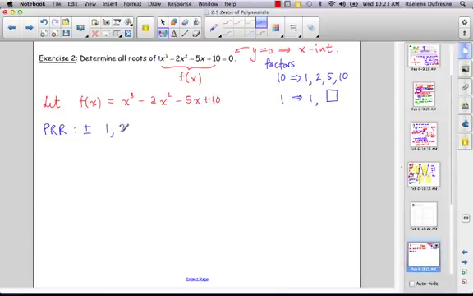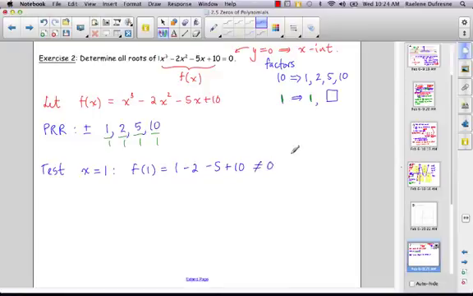So we get 1, 2, 5, 10. I'm going to put this one here and this one in green because I don't use green so much. And then I'm going to put over 1 over 1 over 1 over 1. So you can see where this 1 came from. Now what we need to do is test. Again, the easiest x value to test is x equals positive 1. And so we want to work out what f of 1 is. We get 1 minus 2 minus 5 plus 10, which, well, I've got too much positive going on here, so this is not equal to 0. So this means that x equal to 1 is not a root.